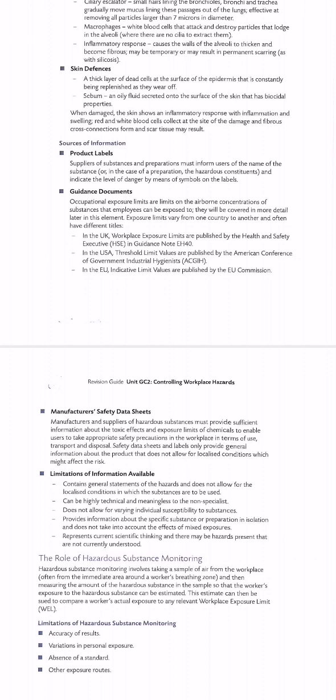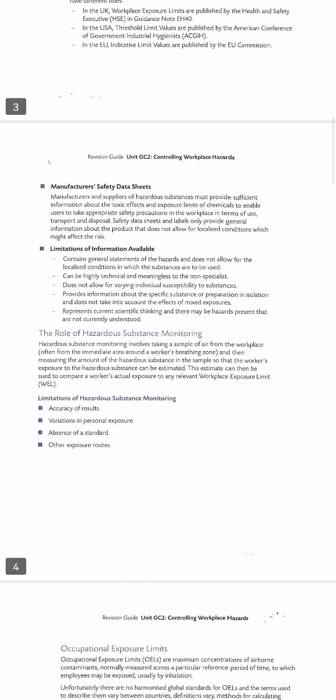Manufacturing safety data sheets and suppliers of hazardous substances must provide sufficient information about the toxic effect and the explosion limits of the chemical, to enable the user to take appropriate safety precautions in the workplace in terms of using, transporting and disposing of it. How can they transport it safely and dispose of it? They will know everything. Then the safety data sheet and label only provide general information about the products, which does not allow for localized conditions which might affect the risks. Right? So these are the advantages.